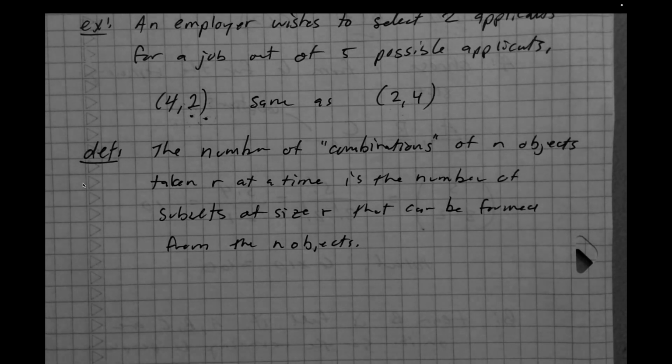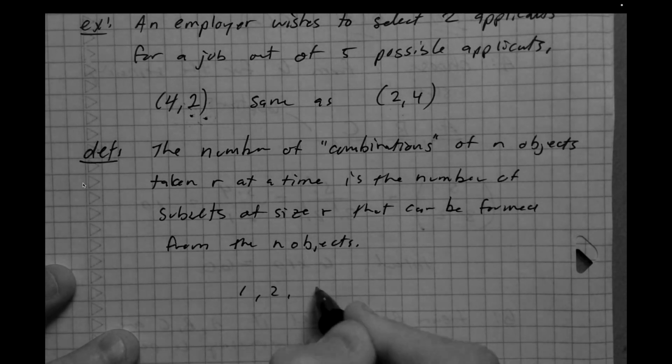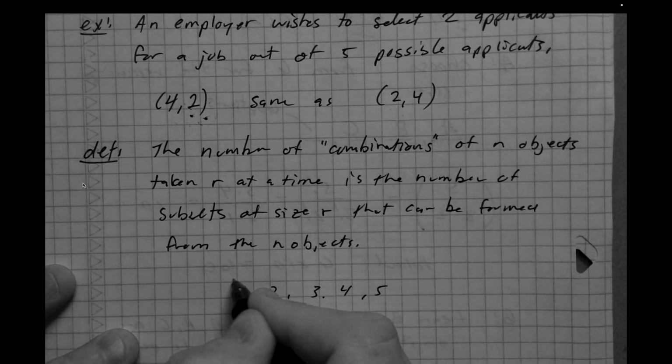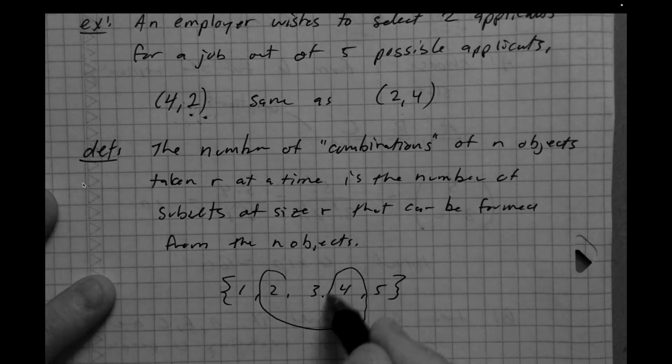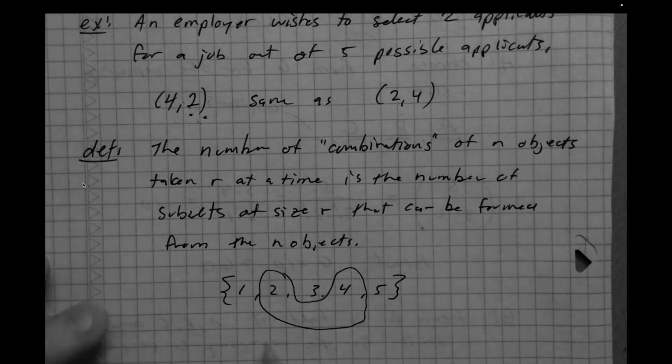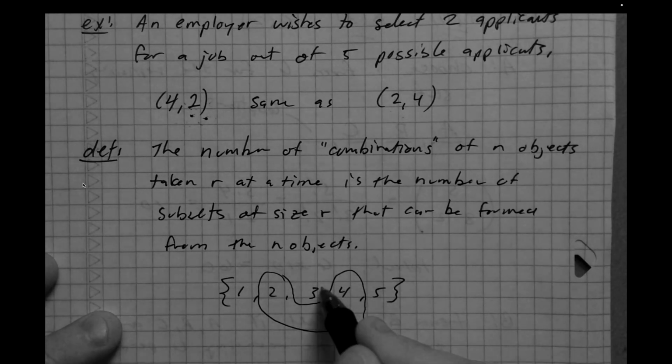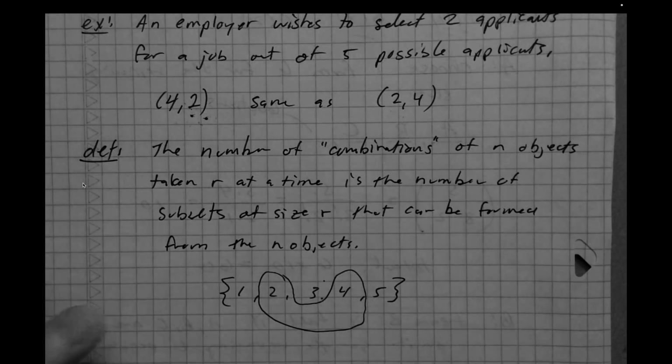So if I have 5 applicants, 1, 2, 3, 4, 5, in my set, and I want to choose 2 of them, and order doesn't matter, that's just equivalent to me identifying a subset. Maybe I select 2 and 4, or maybe I select 3 and 1, or 2 and 5, or 4 and 5, or whatever. You can shift your thinking from ordered pairs, ordered triples, whatever, to just thinking of them as subsets. So now we're talking about subsets.